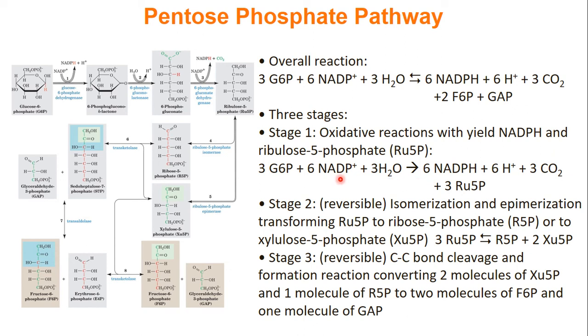Stage 3 is reversible again, can go both ways. It's carbon-carbon bond cleavage, and it's a formation reaction. It's converting 2 molecules of Xu5P right here, 1 molecule of R5P right here, and you're going to make 2 molecules of F6P and 1 molecule of glyceraldehyde 3-phosphate. So that's the overall picture of the pentose phosphate pathway. Now we're going to get into each of the steps and see how they work.